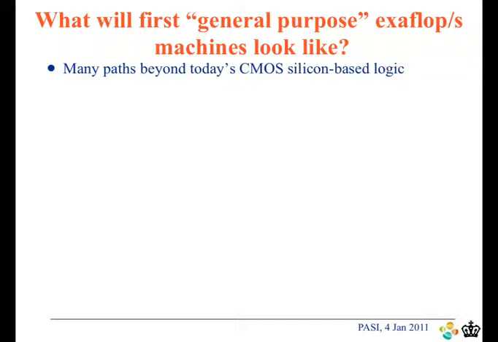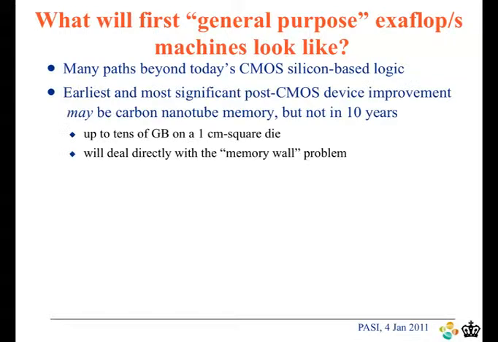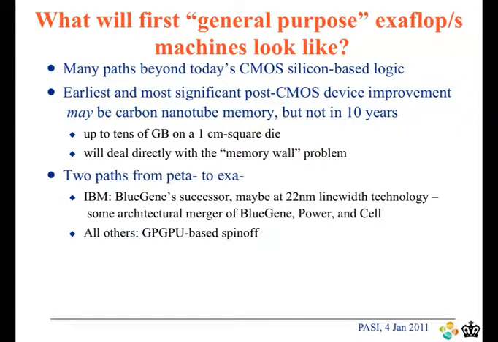There are many paths beyond today's CMOS silicon-based logic, but probably none of them by 2018, when we want the exascale to occur. We had gigaflops in 1988, teraflops in 1998, petaflops in 2008. Everybody wants a continued factor of 1,000 in a decade. By 2018, we won't have new computer engineering at the device level. We might have new memory coming along, but recently carbon nanotube memory has taken some hits, and I'm not expecting it.